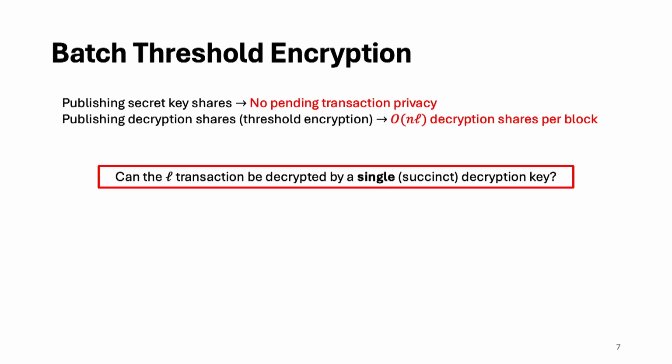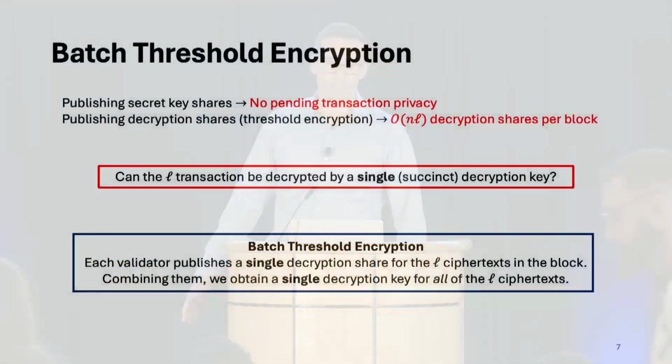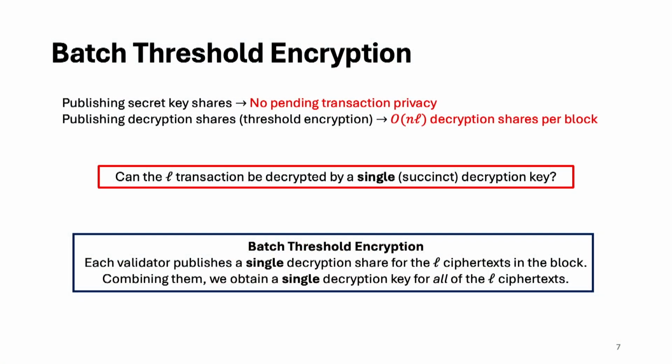If we had such a system, then we could have each validator publish a single share of this single succinct decryption key. In our paper, we answered this question in the affirmative, and this construction is called a batch threshold encryption construction. We had threshold decryption, and we added the word batch. Batch means that each validator now publishes a single decryption share for all of the L transactions in the block, and combining these decryption shares, we obtain a single decryption key for all of the L ciphertexts.